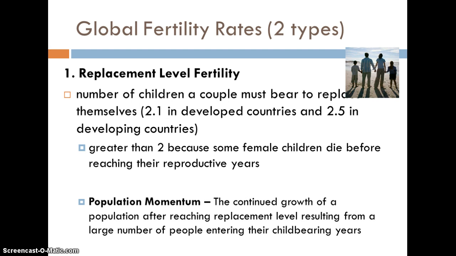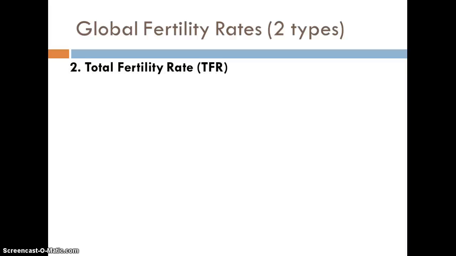Now, after a country reaches replacement level fertility, you're still going to have a population growth for a few years because those that were already born are just starting to reach their childbearing years, and that's called population momentum.